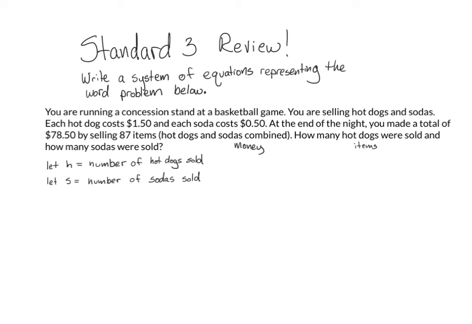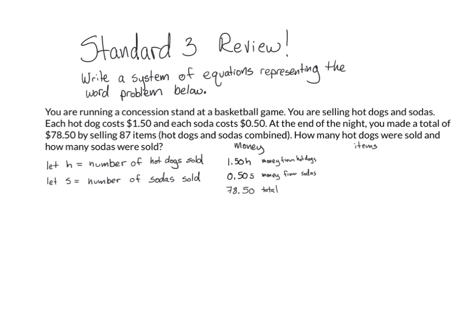So I know that every hot dog is $1.50, and I sold H hot dogs. So the total money I brought in from hot dogs is H times 150, or 150H. In the same vein, each soda costs 50 cents, so the amount of money I brought in from sodas is 50 cents times the number of sodas sold. The final piece of information I have about money is that I made a total of $78.50. So I'm going to add that to my notes here. So a total means everything combined or everything added together.